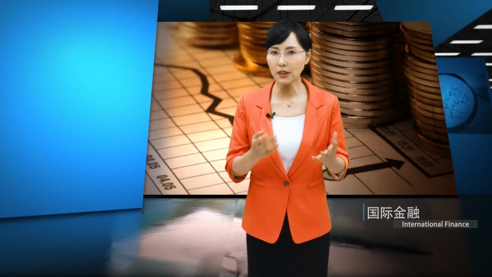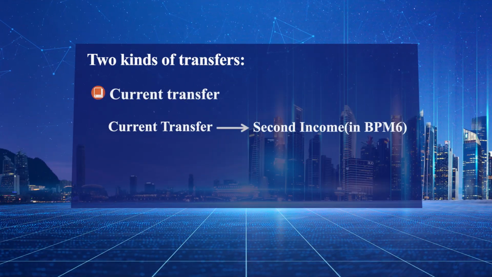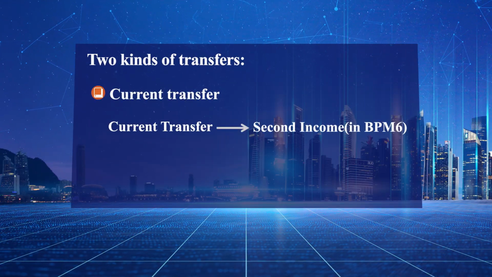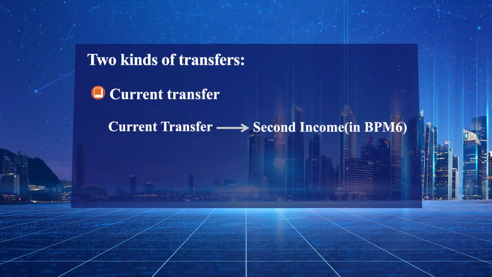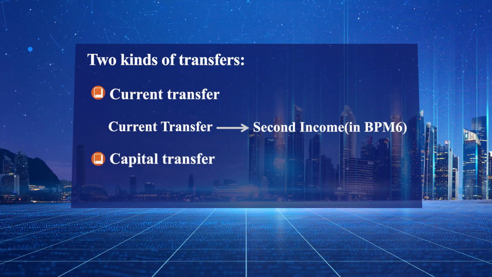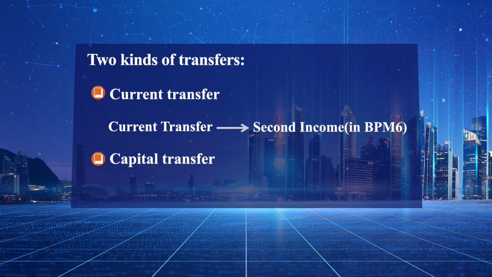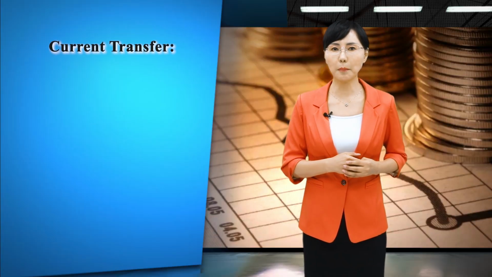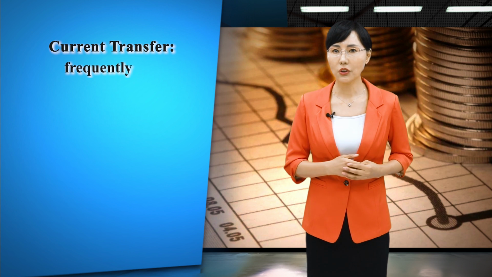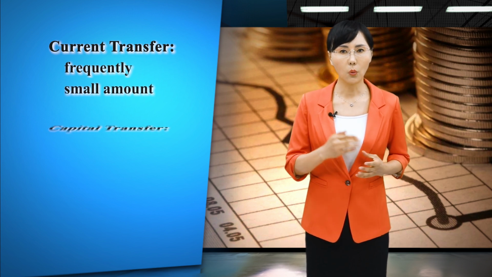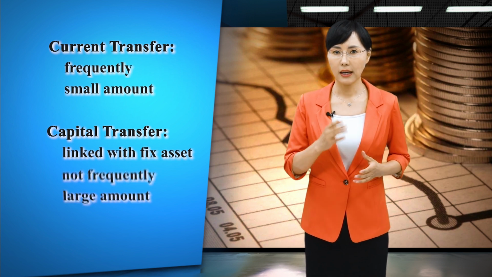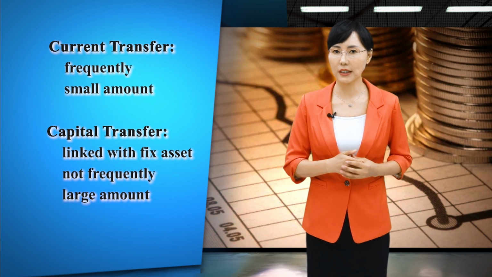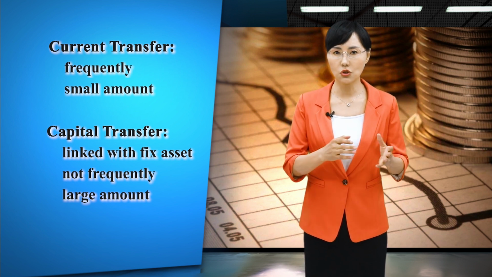You may have already noticed that there are two kinds of transfers. One is current transfer, which in BPM 6 has been renamed secondary income. Another transfer account is capital transfer. They are different. Current transfer happens frequently, and usually the amount is small, while capital transfer is linked with transfer of fixed assets. It doesn't happen frequently. The amount of transfer is usually larger.